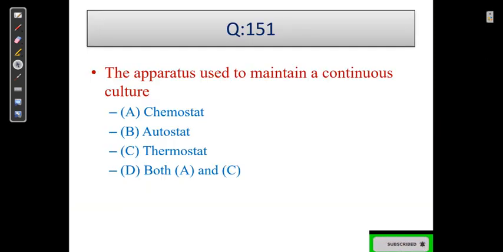The question is the apparatus used to maintain a continuous culture. Chemostat, autostat, thermostat, both. Generally this culture depends on a chemical. So that is chemostat.